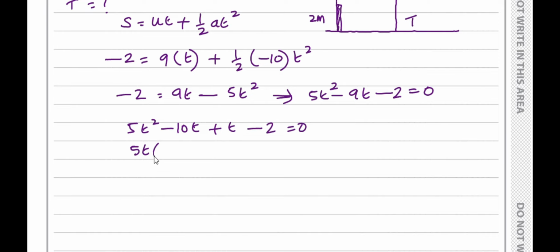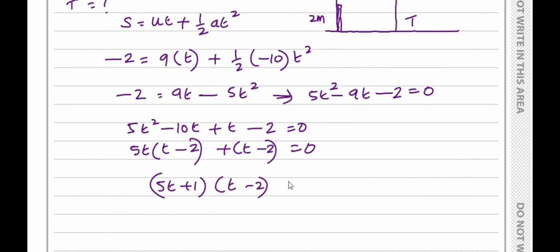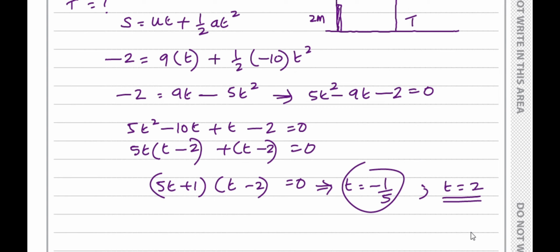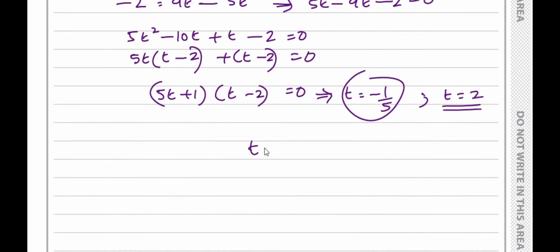Factorizing this, 5t goes into the first 2. So you can say 5t(t minus 2) plus 1(t minus 2) is equal to 0. Let's write one more step here. So 5t plus 1 bracket t minus 2 is equal to 0. This actually tells you that t should be equal to minus 1 over 5, which is outright rejected because time cannot be negative, and then t is equal to 2. So the only possible value is time is equal to 2 seconds.